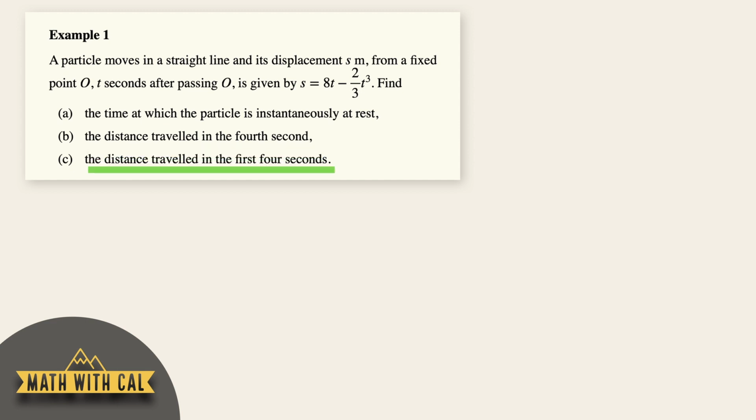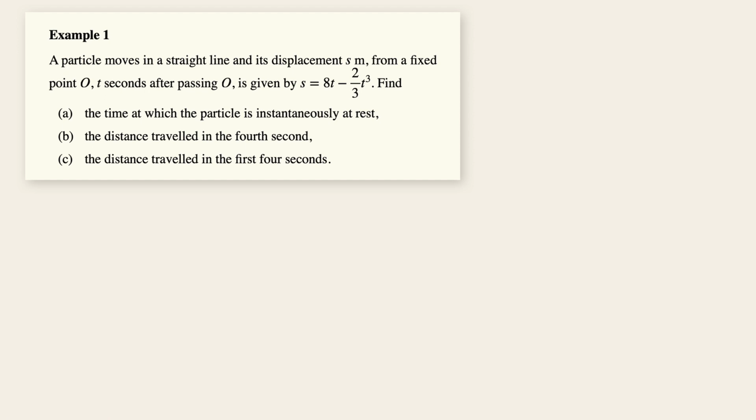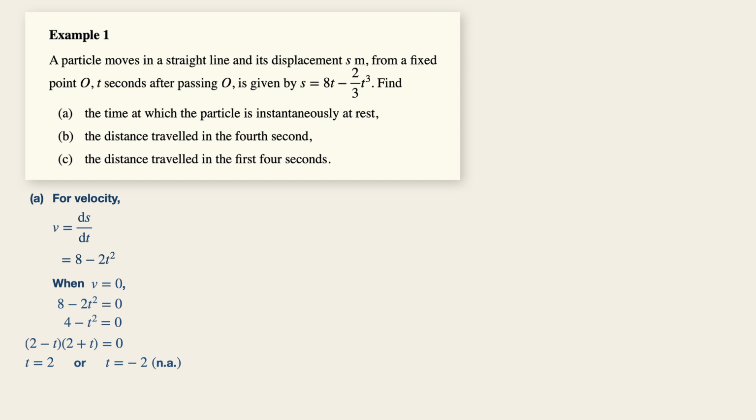C. So let's start off first with finding the time at which the particle is instantaneously at rest. Now this means that the velocity is equals to 0. Now to get the velocity equation, simply differentiate the displacement equation once, which gives us 8 minus 2t squared. By equating v equals to 0 and solving this quadratic equation using the difference of squares, t is equals to 2. Now you can reject the negative answer as time should be a positive value. So there you have it. The particle is instantaneously at rest at t equals to 2 seconds.